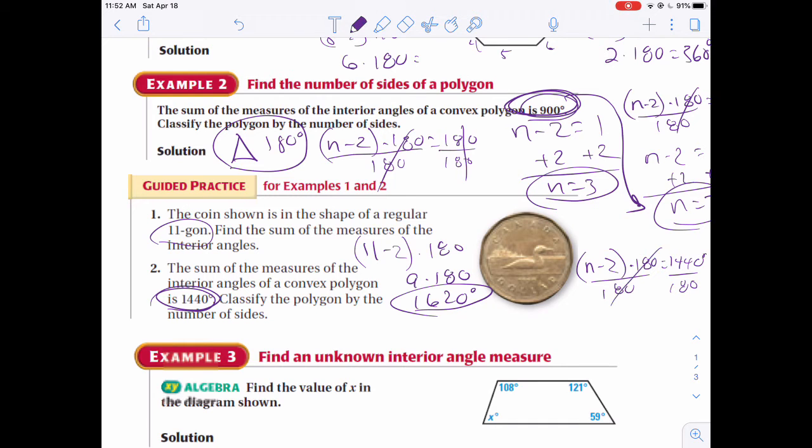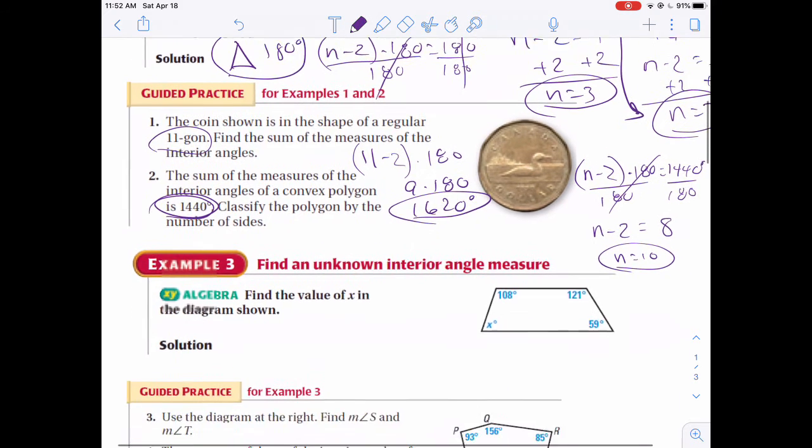Left side, that cancels out. So we have n minus 2 on the left. This could be 8. And then you add 2 to both sides to get rid of the negative 2. So n would equal 10 sides.